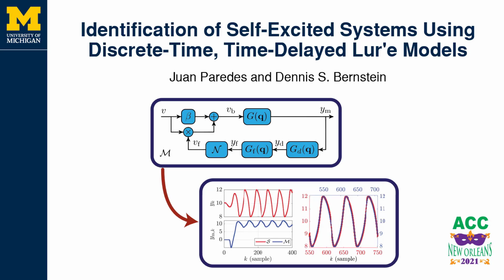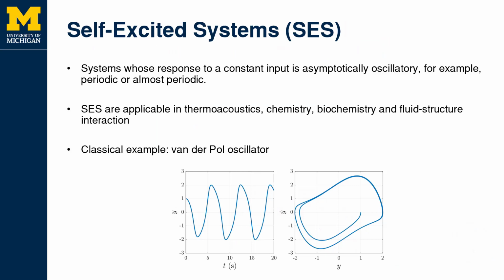Hello, I'm Juan Paredes from the University of Michigan, and today I will talk about identification of self-excited systems using discrete time delay Lure models. Self-excited systems have an asymptotically oscillatory response to a constant input. These are applicable in thermoacoustics, chemistry, biochemistry, fluid structure interactions, among others. A classical example that displays this behavior is the van der Pol oscillator.